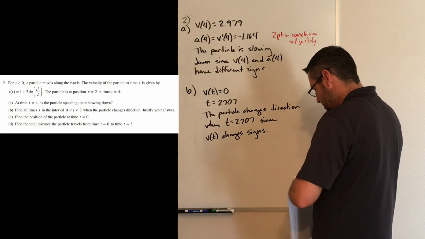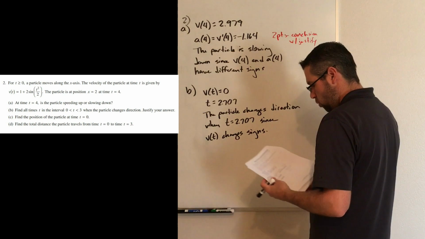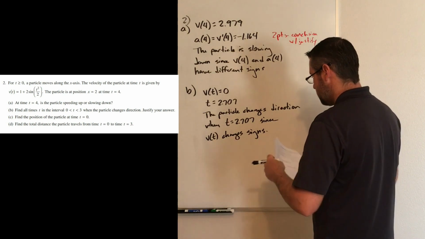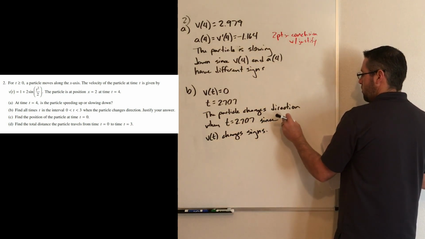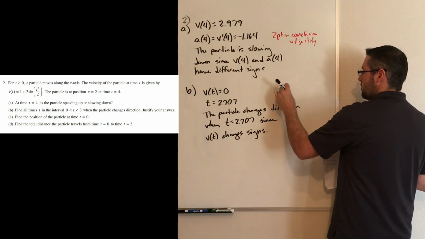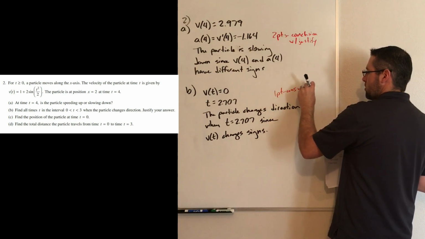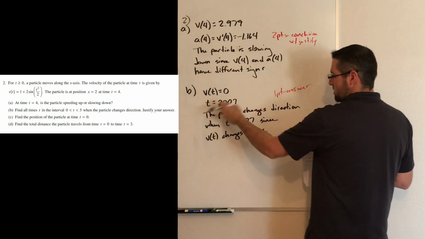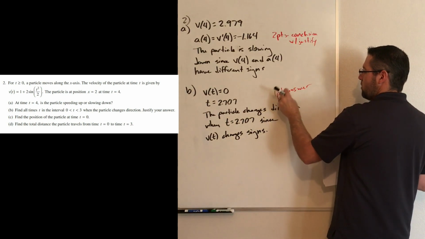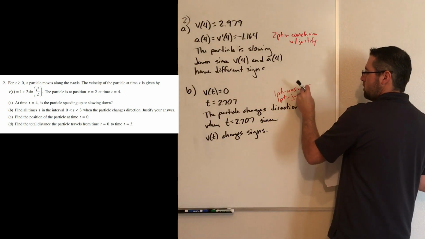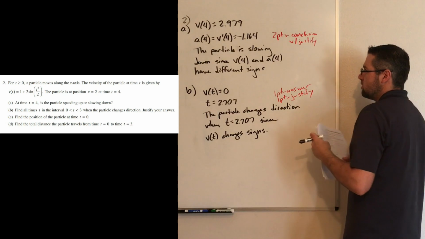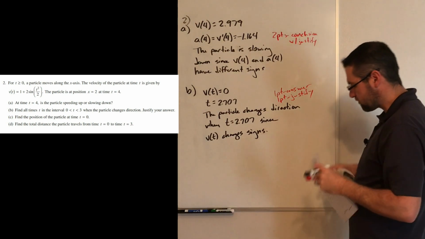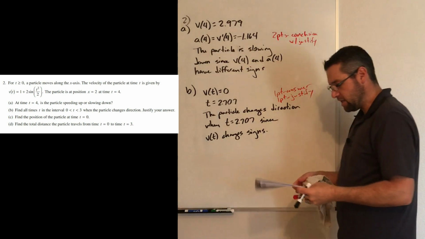The points for this, you're going to get 1 point for your answer, so basically saying when t equals 2.707, and then 1 point for your justification. So that's part B. Part C is pretty straightforward.